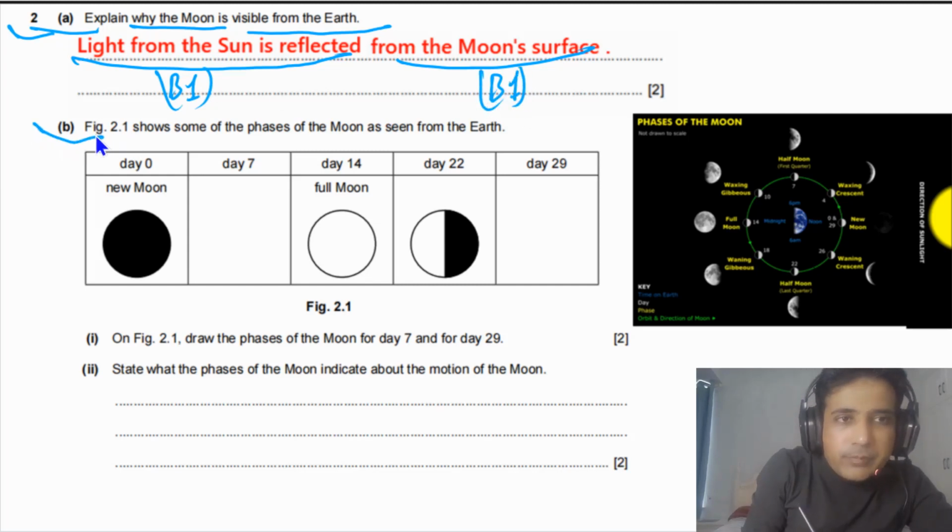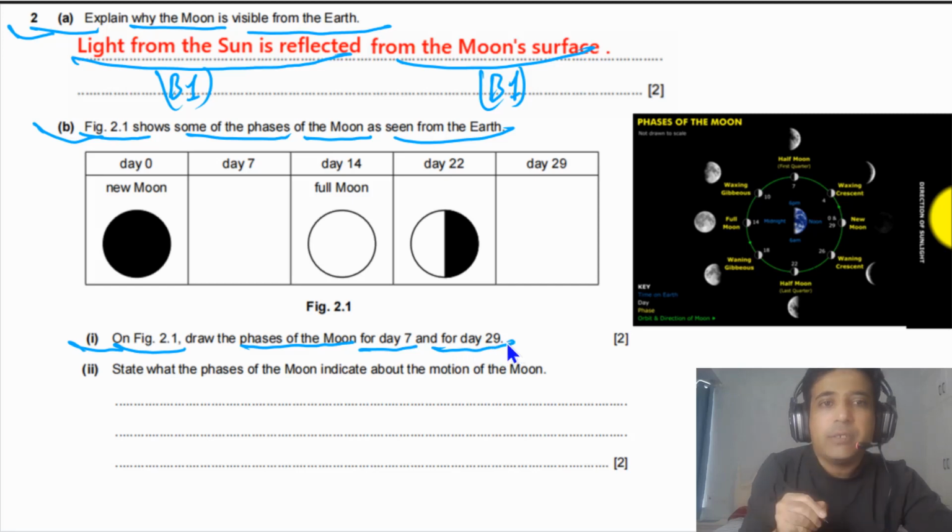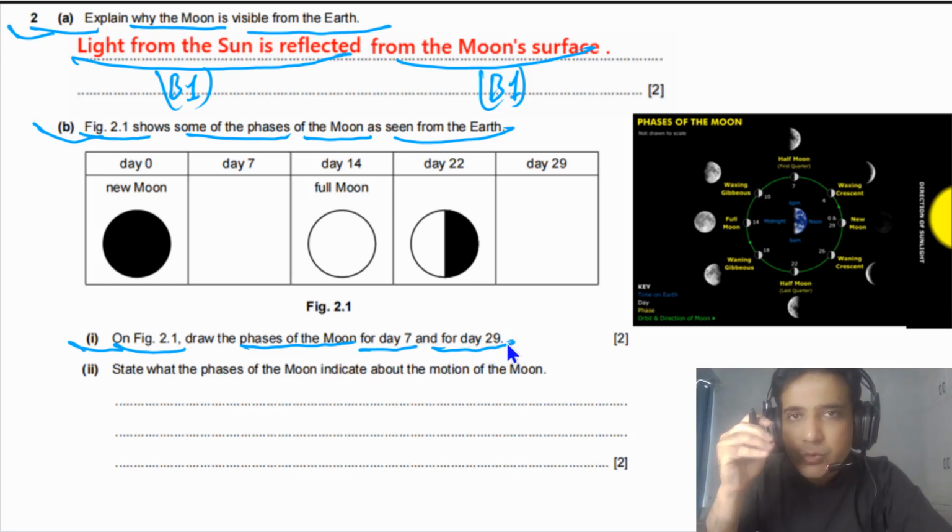For part B, figure 2.1 shows some of the phases of the moon as seen from our planet. For part B1 on figure 2.1, we need to draw the phases of the moon for day 7 and for day 29. So for this question, simply you need to remember phases of the moon and also you need to be able to draw them.